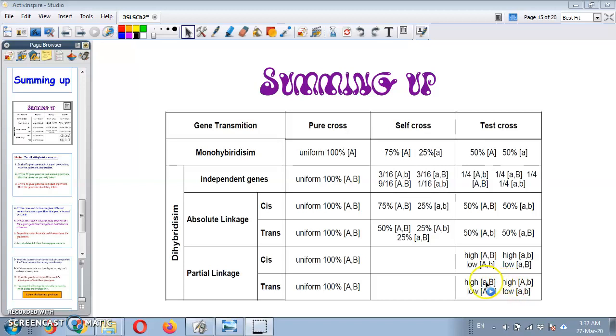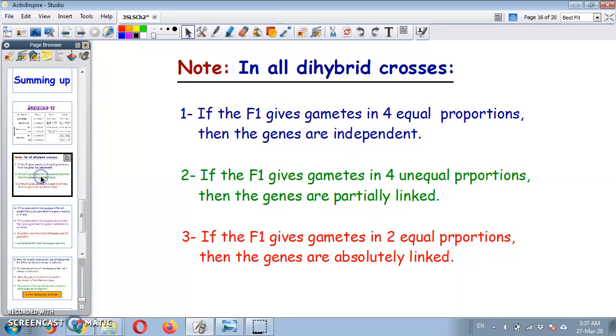While in partial linkage transposition, the high percentages of offspring will have a recessive allele for one of the traits and a dominant one in the same individual for the other trait. Okay, and finally, some notes should be memorized because the applications on this chapter are somewhat tricky.